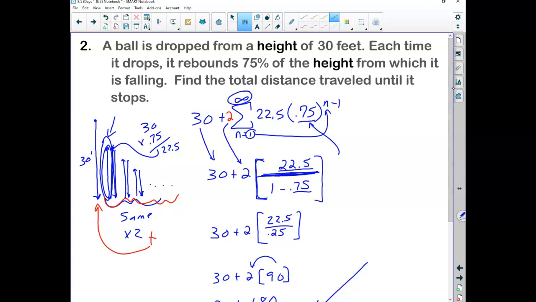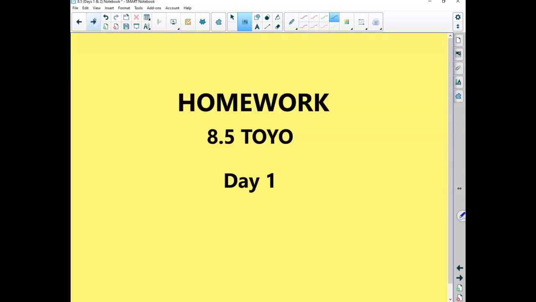Okay? That's a lot. But what do you guys have to do for the rest of the day? Your 8.5 try on your own, day 1. Okay? And also, don't forget to check It's Learning for that potential formative that might be posted in there.